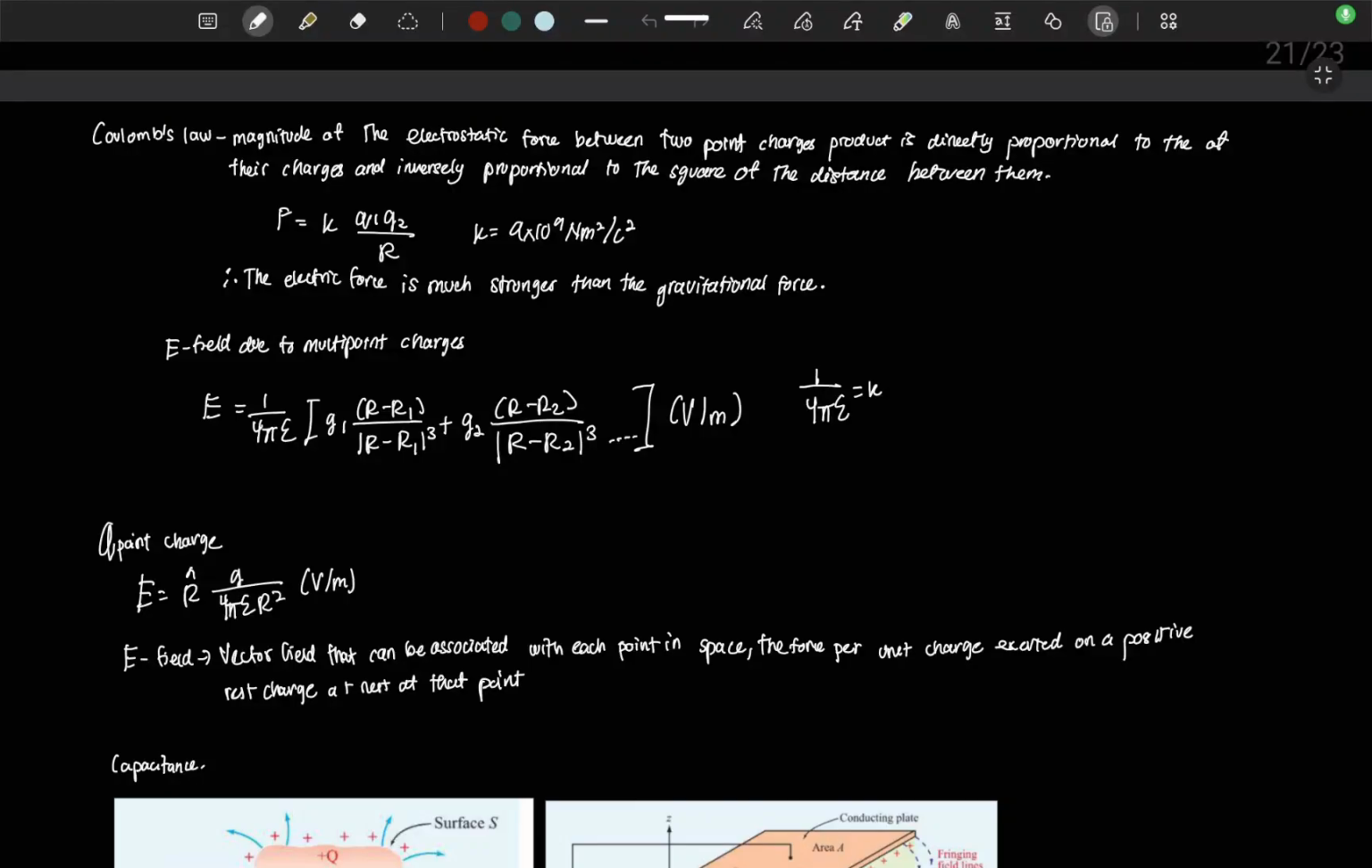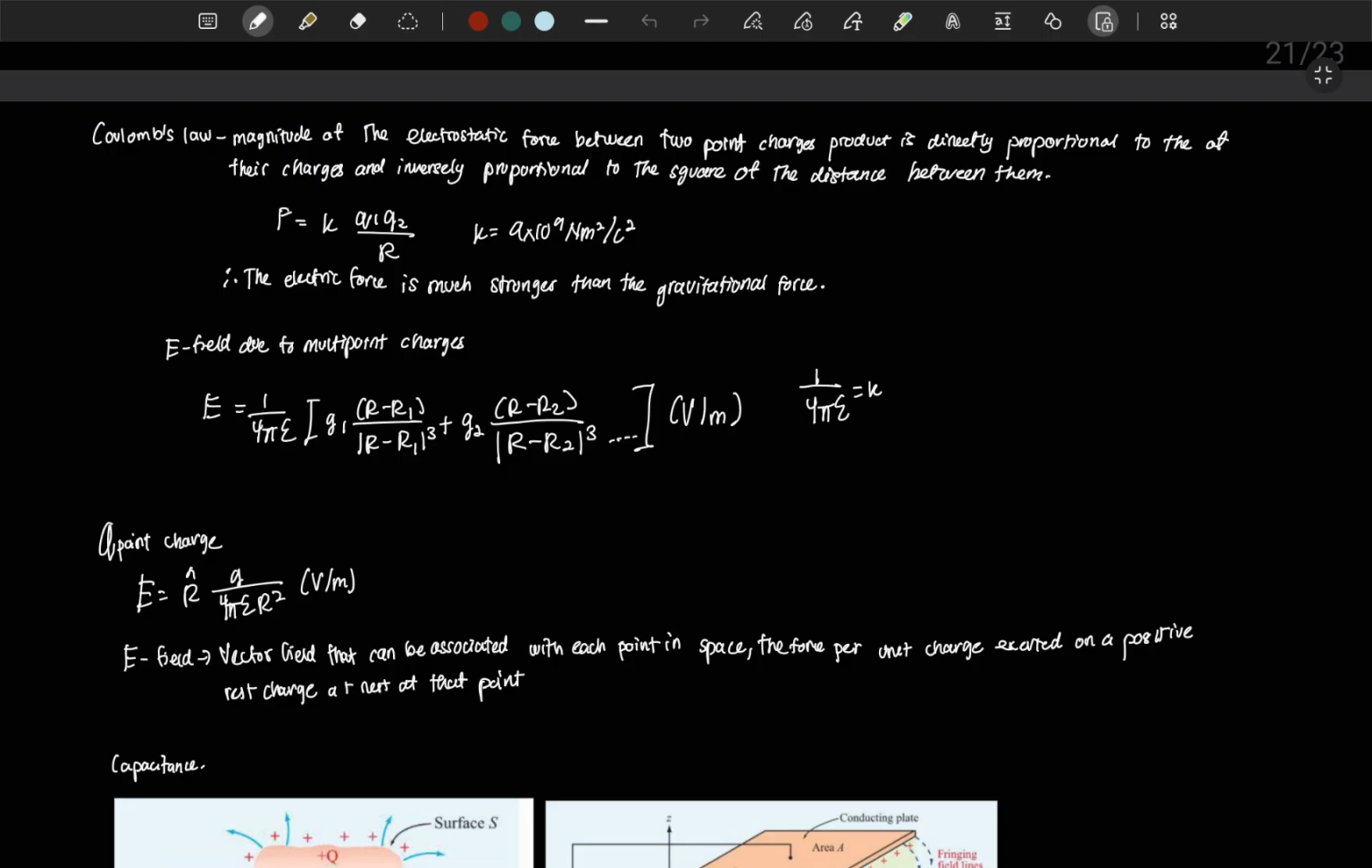Okay, in this lecture we're gonna see about electrostatics. Before we begin with electrostatics, we need to know Coulomb's law. It states that the magnitude of the electrostatic force between two point charges is directly proportional to the product of their charges and inversely proportional to the square of the distance between them.